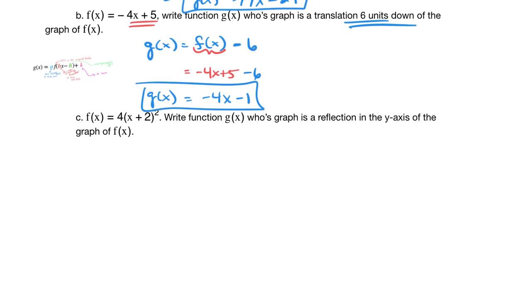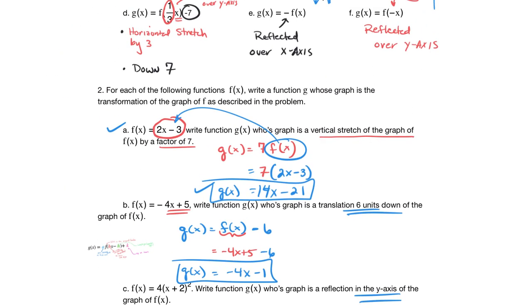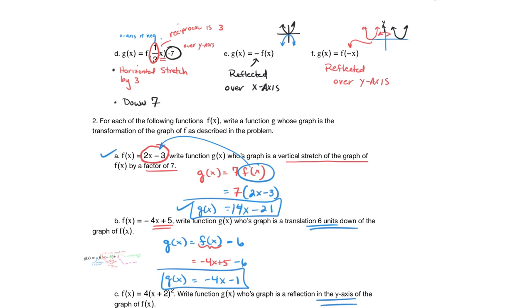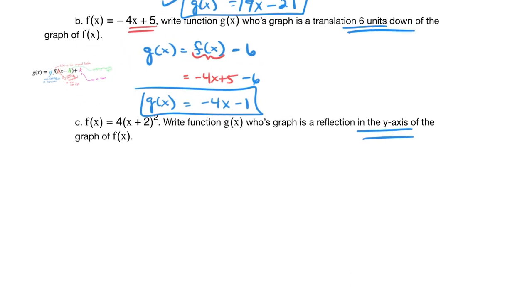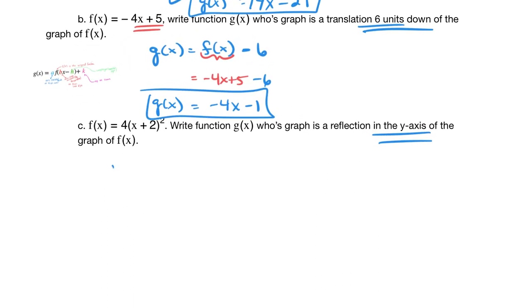And my last one, reflected in the y-axis. I'm going to look up here real quick. Reflect in the y-axis. So there's that. I got to put a negative in for the x. I need a negative x in there. That's easy enough to do. Oops, undo all that. Fix this thing right up there. All right, g of x is the f of, and I got to put a negative x in there. And that will flip it left to right.